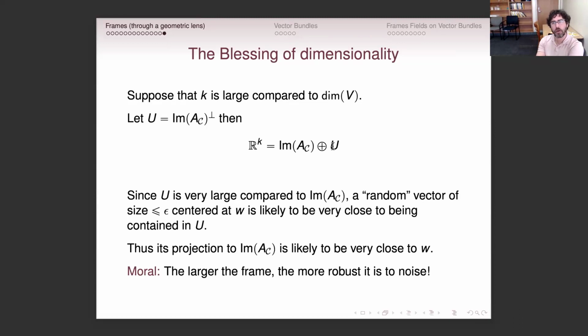So I think now I'm about to get to the part where I talk about vector bundles. So maybe this would be a good point to stop and ask if there are any questions.